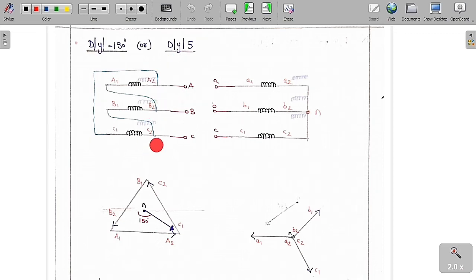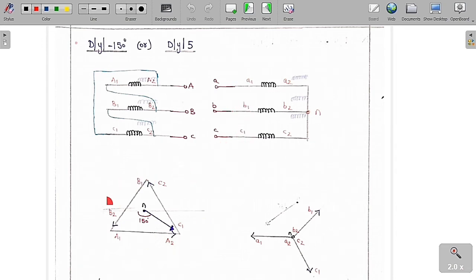So therefore now delta connection and star connection. So A1, A2, B1, B2, C1, C2. So A1 is connected to B2 and B1 is connected to C2 and C1 is connected to A2. So we are going to give supply to this A2, B2 and C2 as A, B and C. And here we are going to go for the star connection. So you can say clearly this is A1, A2, B1, B2 and C1, C2. So we are going to do the common connection of this A2, B2, C2 as a common point as the N, and we are going to take the supply from this A1, B1, C1 as the A, B and C.